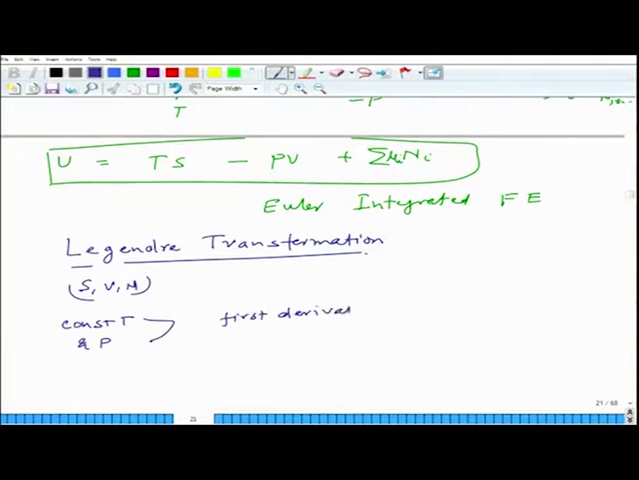Now temperature and pressure appear as first derivatives of the fundamental equation of U. So in other words, if we want just a function U as a function of T, P, N, this is possible. However, this will not have the same information as the original function. So we will not have the same information, thus we rather not use it.